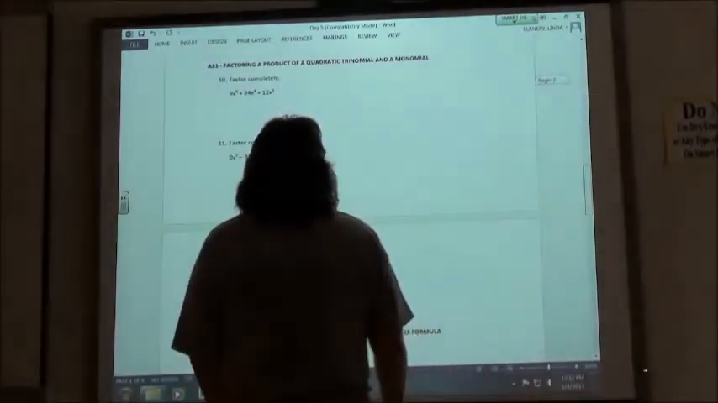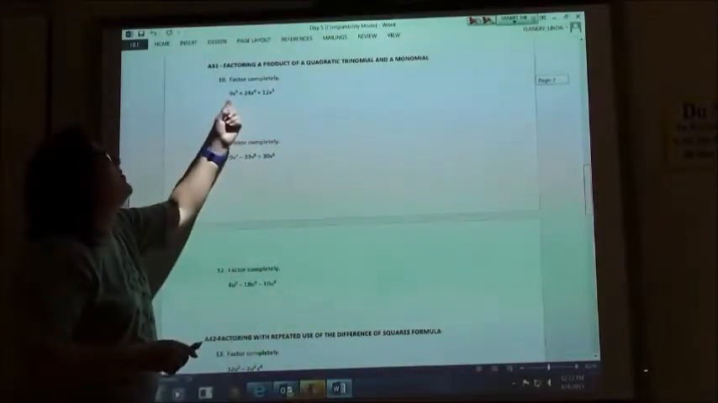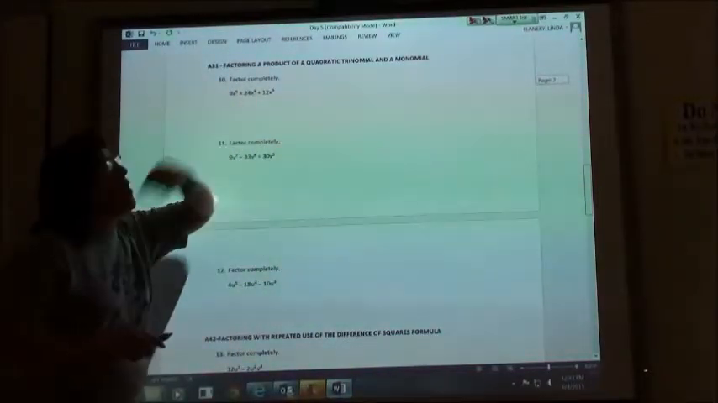The next one says factoring a product of a quadratic trinomial and a monomial. It's still got 3 terms, but it's not a quadratic expression yet. But normally when you read and it says factor completely, that should be a big flag that says, oh, there's probably a greatest common factor that I have to take out first, and then I'm going to try to factor what's left. So if I look here, my greatest common factor, if I have 9, 24, and 12, I can divide all those by 3x.